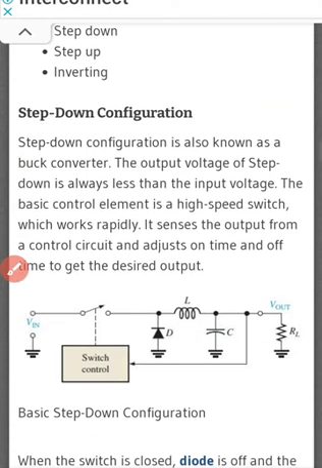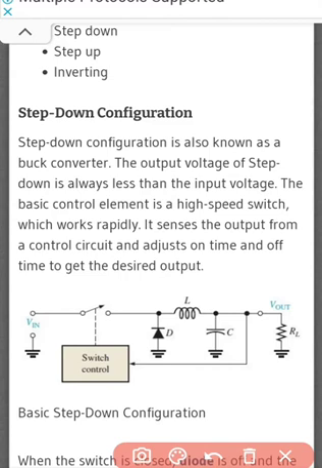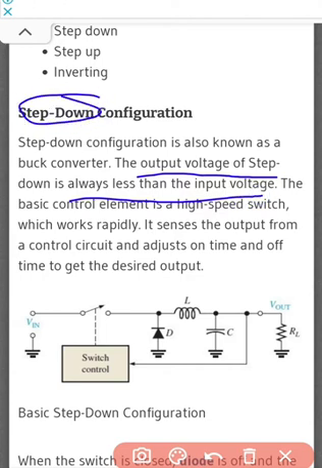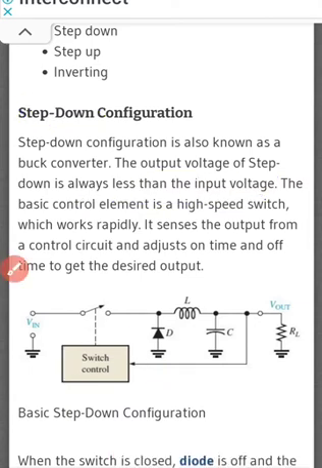In the case of the step down configuration, it is also known as the buck converter. Here the output voltage of the step down is always less than the input voltage. Whatever voltage is supplied at the output must be less than the input voltage, because its name signifies step down configuration. The basic control element is a high speed switch, because the switching device senses whatever fluctuation is carried to the output junction and then adjusts accordingly.